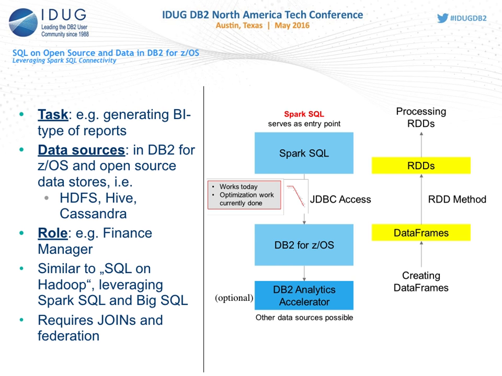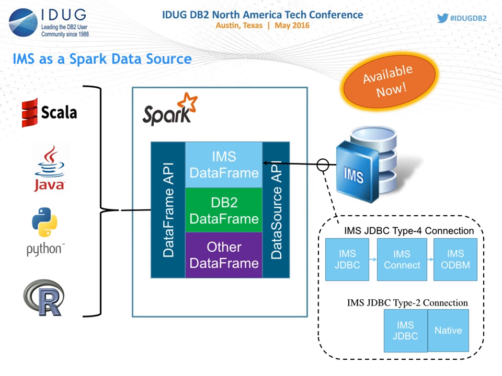This is another way to look at it, using IMS as a data source. The only difference is that they're using a type 2 connection to load the IMS data. So I put the picture right here. Hypothetically, in conjunction with the previous slide, you could load DB2 data frames from previous transactions, and then you can load an IMS data frame for different transactions.